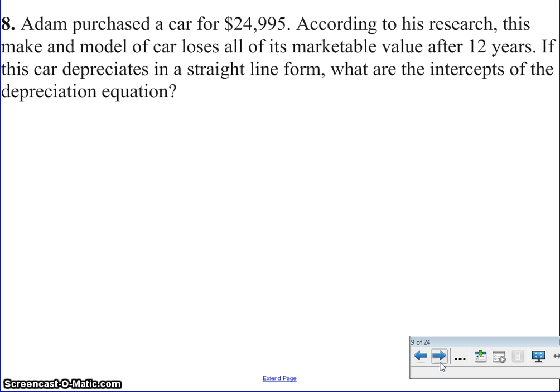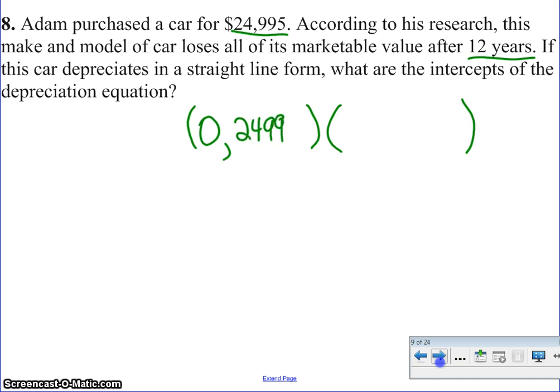All right, number 8, Adam purchased a car for $24,995. According to his research, the make and model loses all of its marketable value in 12 years. If the car depreciates in a straight line form, what are the intercepts of the depreciation equation? So remember, intercepts are just asking for my x and y. Well, when the car is brand new, so the time it's 0 years old, the car is worth $24,995. And when the car is 12 years old, the car is then worth 0. And those are our intercepts. That's all you need to find on that question.